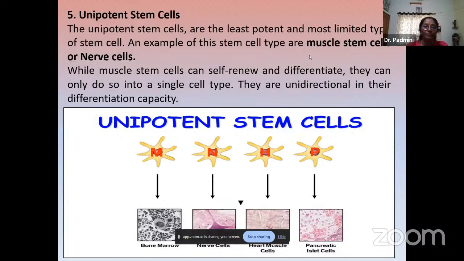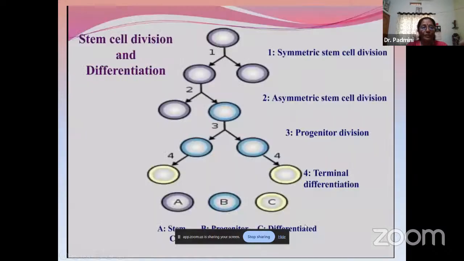So while they are able to self-renew and differentiate, they can only do so in a single cell type. So they are unidirectional in their differentiation capacity. Unidirectional is only one side. They cannot deviate into other different cells. So here you can see the muscle cells forming the muscle, the N cells forming the nerve cells, the heart cells, and the P cells forming the pancreatic cells.